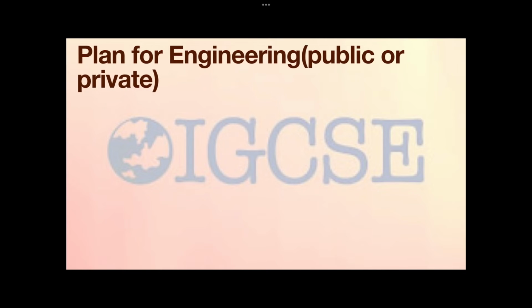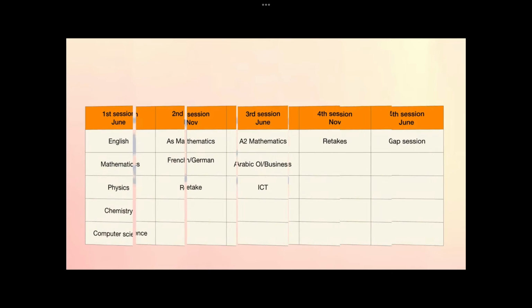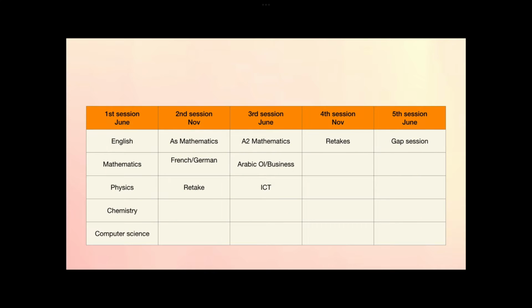In this slide, I will suggest a plan for the students that want to study engineering. In the first session, June session, the student can take the major or the core subjects in addition to computer science. So in the first session, the student can take English, math, physics, chemistry, and computer science.